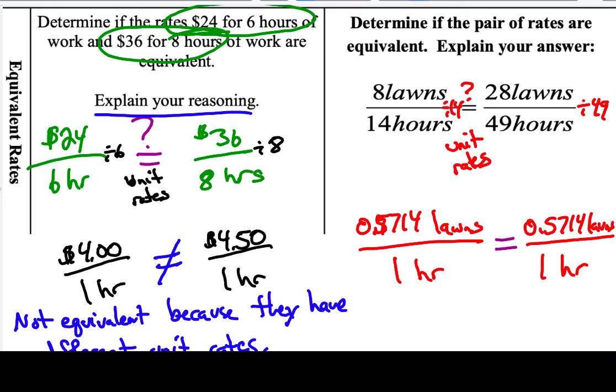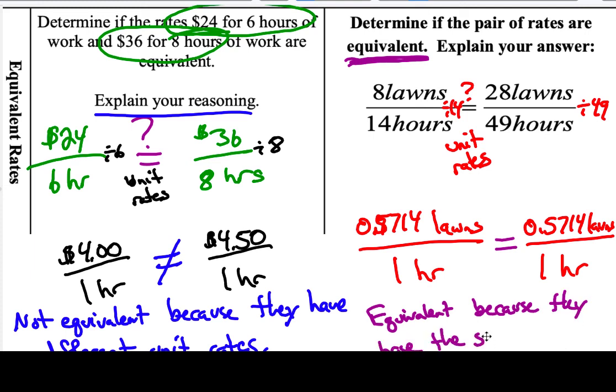So in these cases, my two unit rates are equal to each other. So that means my rates were equivalent. If they have the same unit rates, they're equal to each other. So we would say equivalent because they have the same unit rates. That's it. All right, so make sure you have that work written down for the first two.